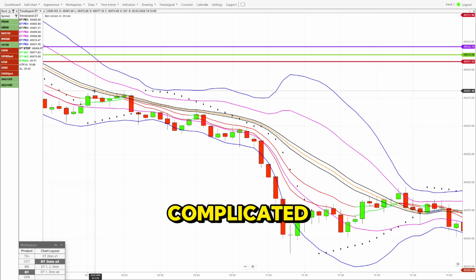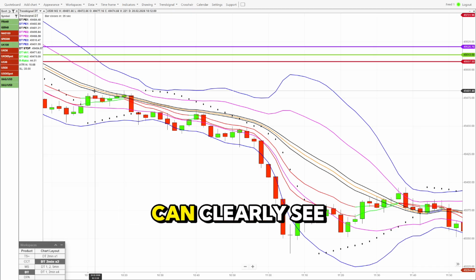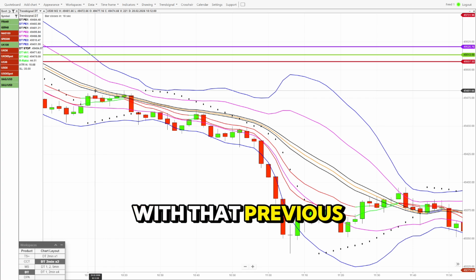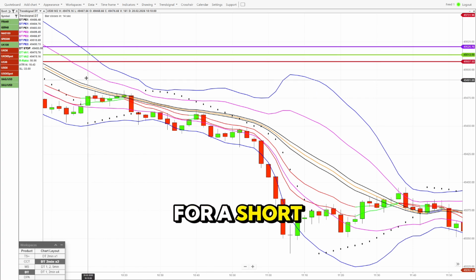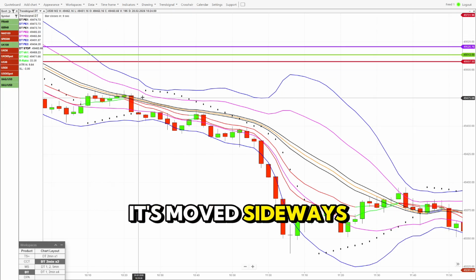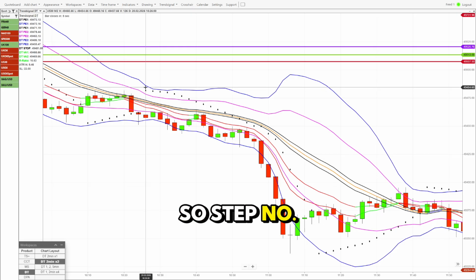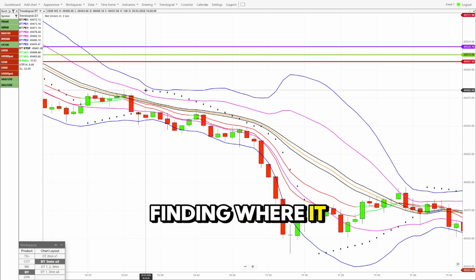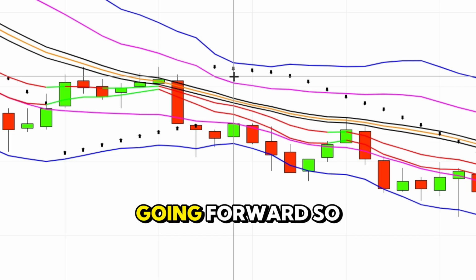A little bit complicated, but basically we want to be selling in descending channels, buying in ascending channels. And if we can clearly see the opposite is happening, then it's a pretty good time to get out of that trade. But because it starts in line with that previous high or low, we can see how far the market's moved up, in this case for a short. If it's moved up high enough, we get a high energy trade. It hasn't really, it's moved sideways. So we get a low energy trade because we're inside that blue band. So step number one is the arrow flip and finding where it is. It's inside, it tells us it's low energy, and that influences the rest of the rules going forward.